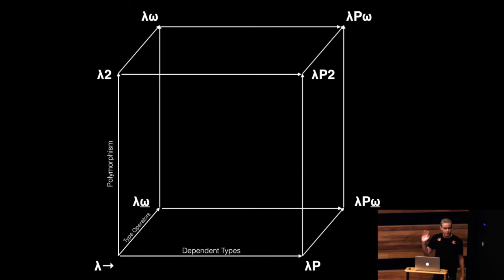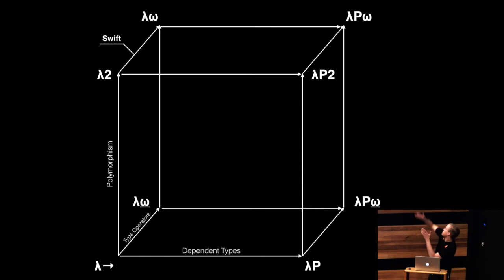The natural question is, where does Swift live on this cube? I'm being generous here. Swift lives there. Which is, if you look at it, we have polymorphism, we sort of have type operators in constructors, but we can't talk about generalizing over them the way that we should. So really, Swift is sort of lying in the middle of the face instead. But you notice we're not that advanced, right? We're not up in the top right corner.